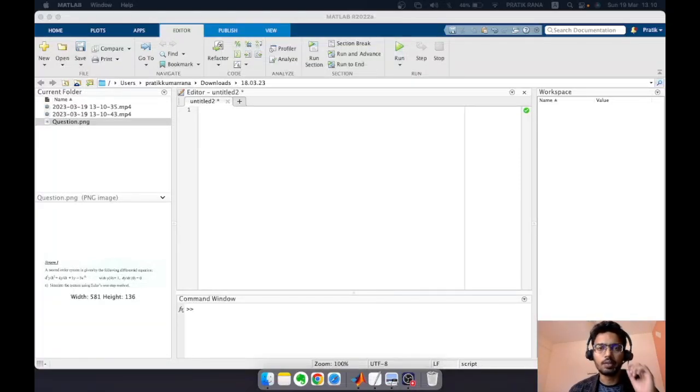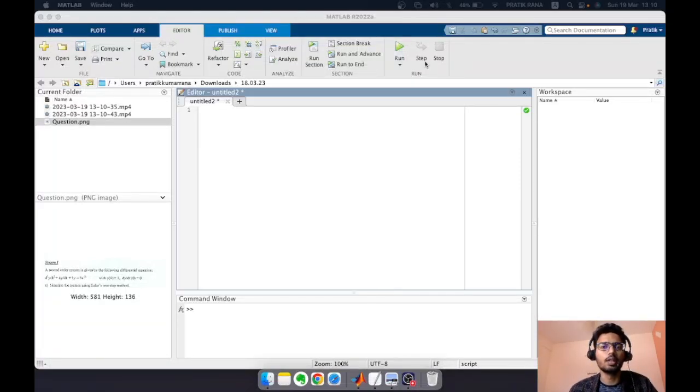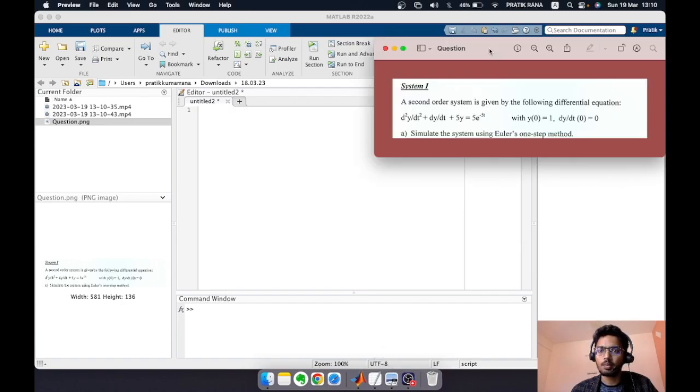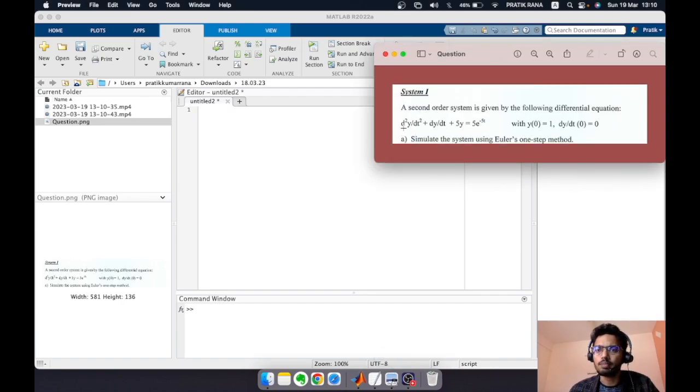So we'll start right away with solving the second order differential equation using Matlab. This is our problem statement. We have a second order differential equation d2y by dt square plus dy by dt plus 5y equal to 5e to the power minus 5t. These are the initial conditions which are given. Y at 0 is 1 and dy by dt at 0 is 0. It is asked to solve this differential equation using Euler's one-step method.